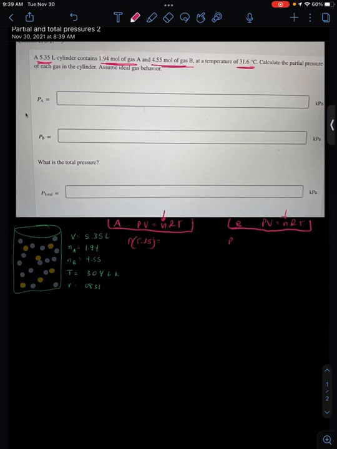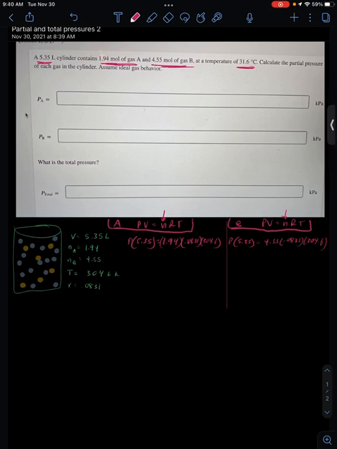So I'll write down these number of moles: 1.94, 0.0831, and then 304.6. Okay, so after you've got those two formulas written out, we can solve for the partial pressures of the gases.